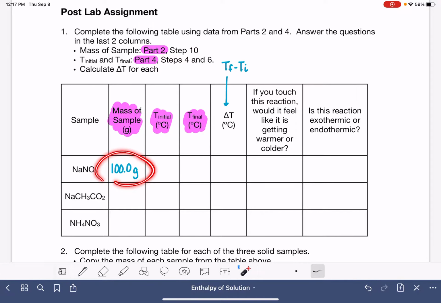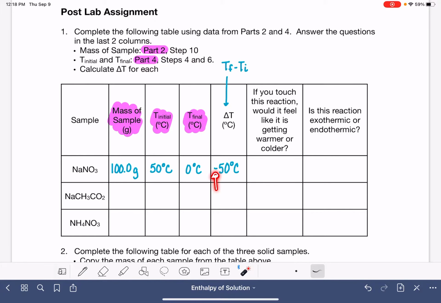So let's say that my sample is 100 grams. That's nowhere near what you had in this experiment. And let's say that my initial temperature was 50 degrees Celsius and my final temperature was 0 degrees Celsius. So using that information, we're going to calculate the change in temperature, final minus initial. Remember, we definitely want to be paying attention to whether this is going to be a negative number or a positive number. So we're starting with 0 degrees, that's our final temperature, minus 50 degrees, that's our initial temperature. This has a change in temperature of negative 50 degrees Celsius.